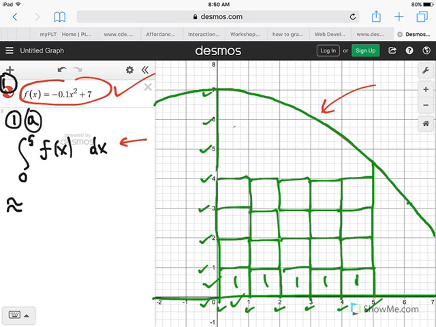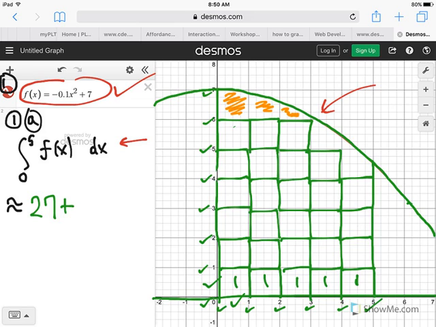That's 20. Here's 21, 22, 23, 24, 25, 26, 27, and now the rest of them are not full squares. So I have 27 plus some more. How much more do I have? I'm just going to have to eyeball it a little bit. So this one is almost 1, and if I put these two together, they are probably going to give me about 1 square. So 1 plus 1 is 2. And if I put these two together, that's probably about 1 square. So that's going to be 3.